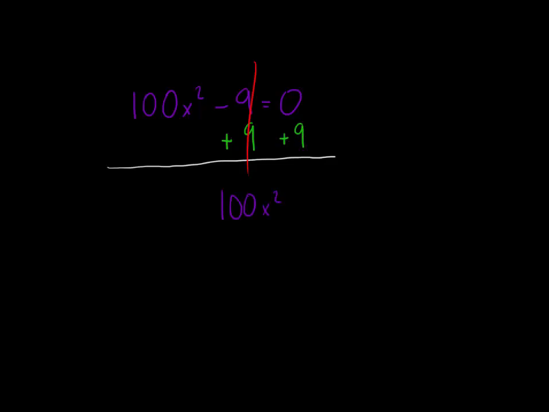Here's number 15 from the back side of the page. We start with 100x squared minus 9 is equal to 0. So solve for x squared, adding 9 to both sides, leaving 100x squared equal to positive 9. Now divide both sides by 100. X squared equals 9 divided by 100.